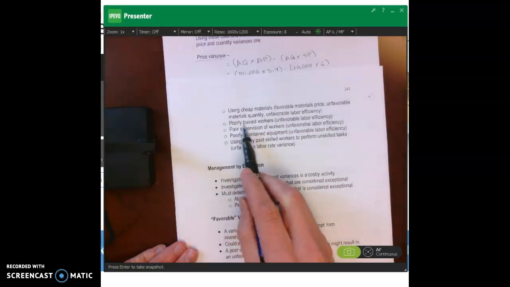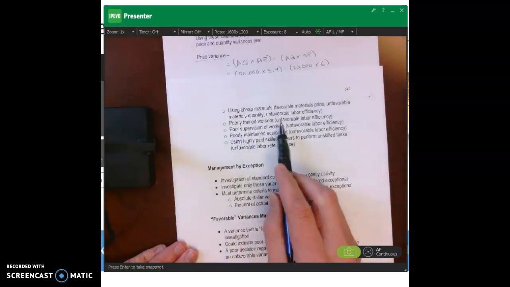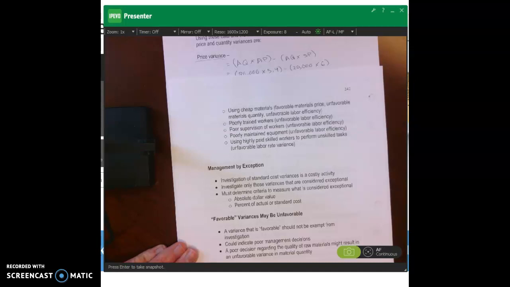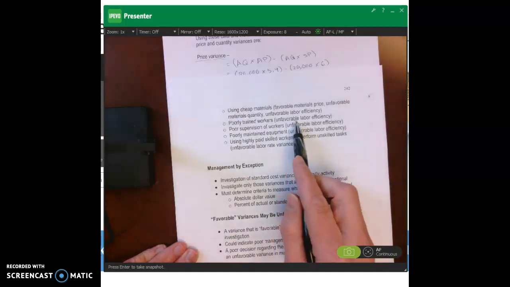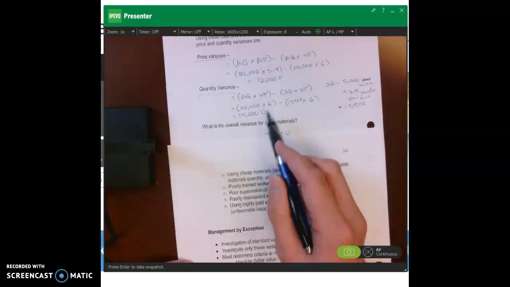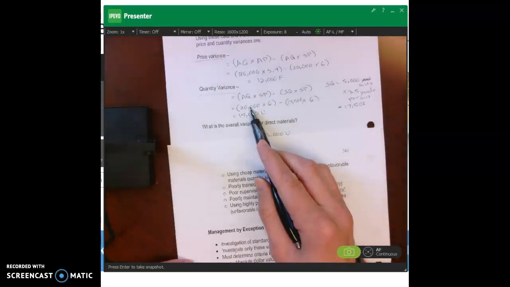What if we don't train our workers very well? How does that come out in terms of our standard costing? It means that we could have an unfavorable labor efficiency. Basically, it's taking us longer to do things than the standard.